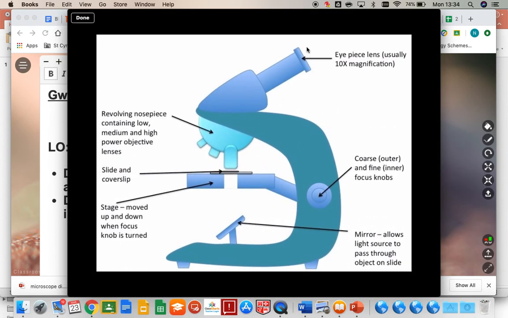Obviously you look through this part, you put your slide on here with whatever you're looking at on top, and it normally has a little piece of glass called a cover slip, which protects the lens from getting dirty from whatever you look at on the slide. We have a selection of lenses that you can use to change the magnification, and you focus it, and what this does is it moves the stage up and down to bring the object into focus.